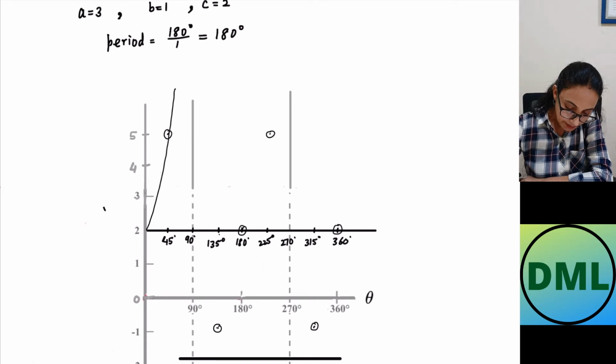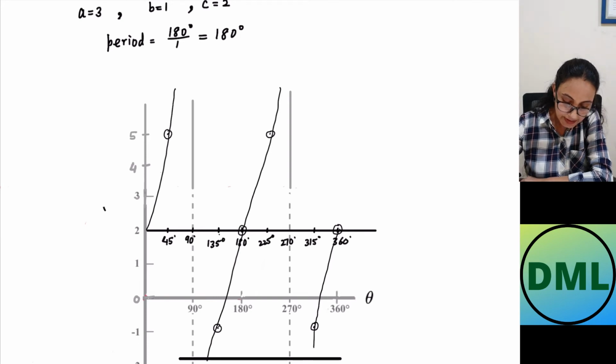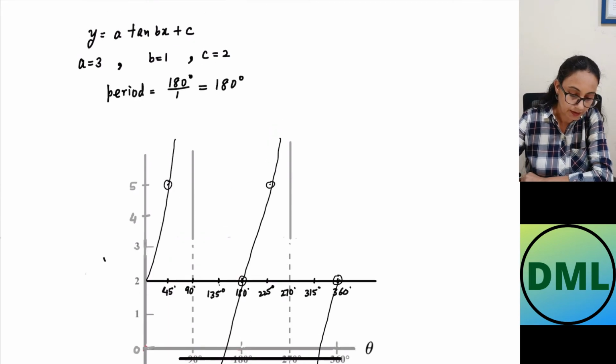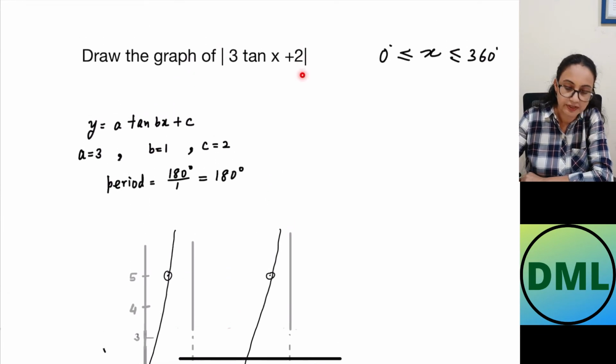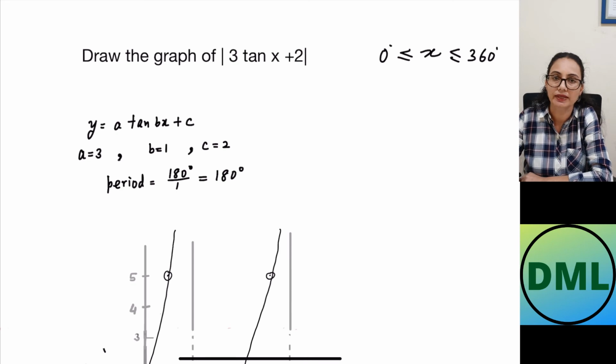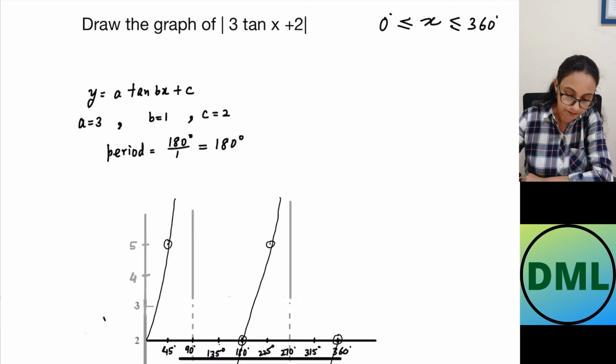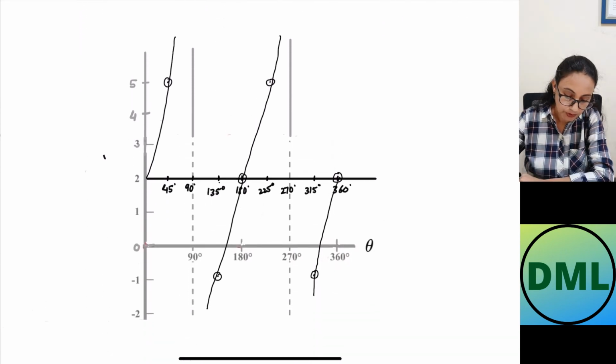So this is my approximate graph. If I join it like this, this is my graph. Now I have to take the mod of this function. That means I have to make everything positive, so everything below 0 degree. This is our 0 degree, and I have to make this portion positive.